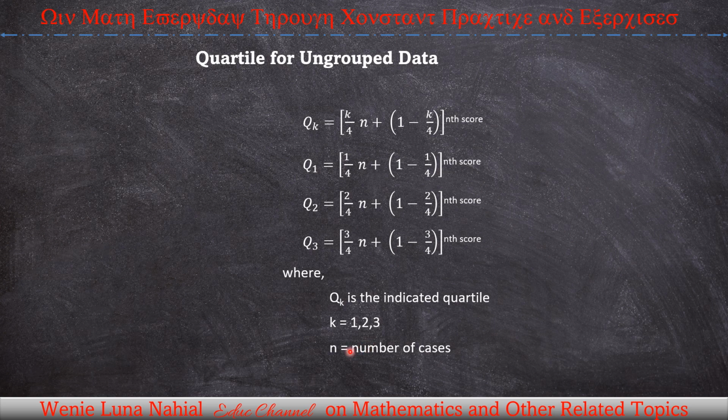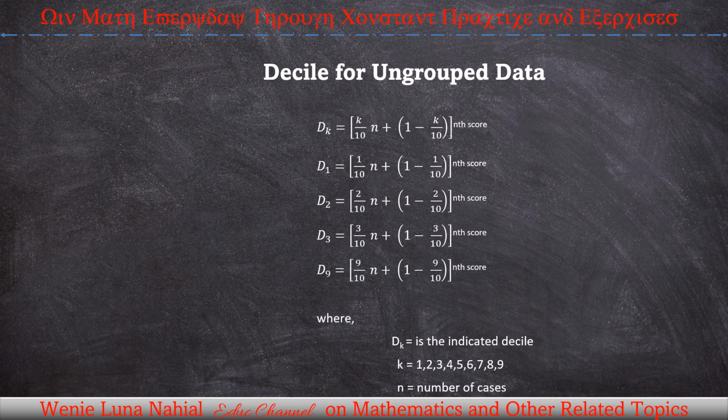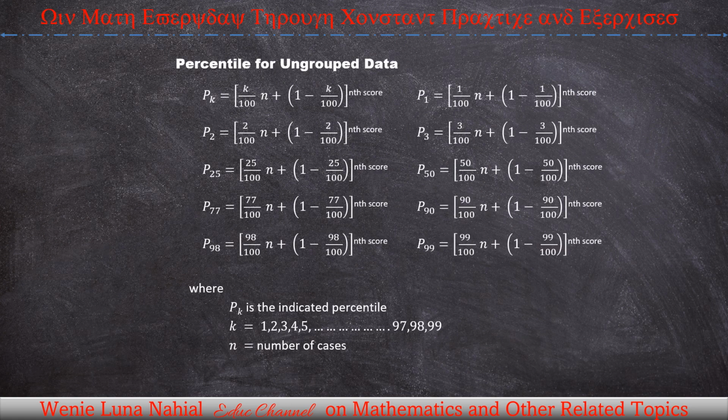Then in the number of cases. For the decile for ungrouped data, so the same thing, no? The same thing. So our K here is equal to 1 up to 9. So D sub K is the indicated decile. So N is the number of cases.